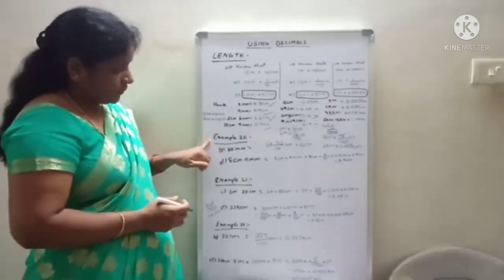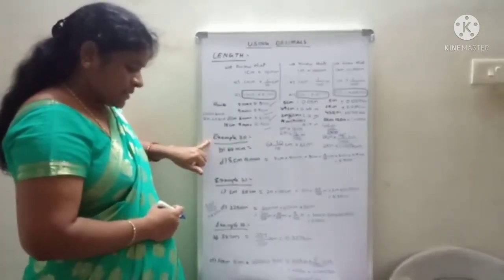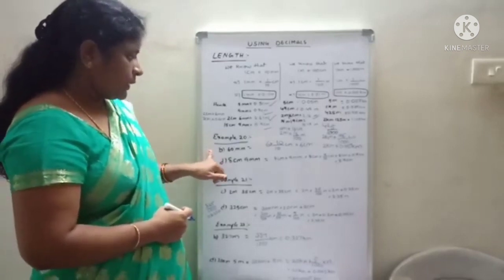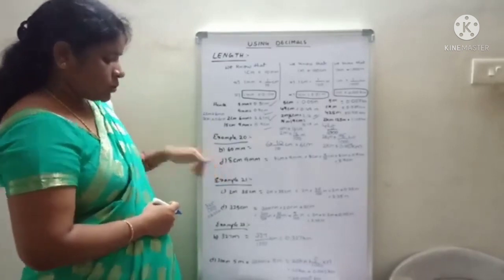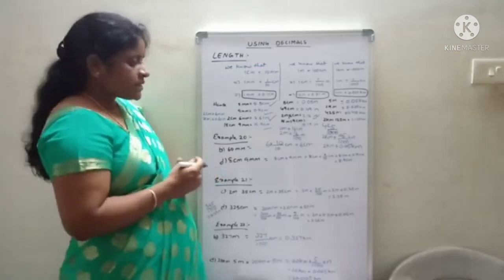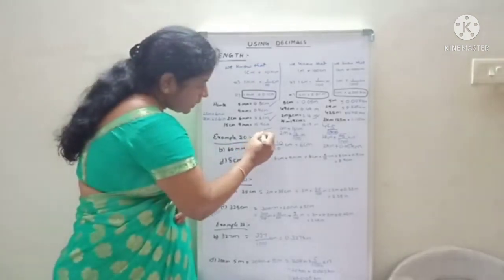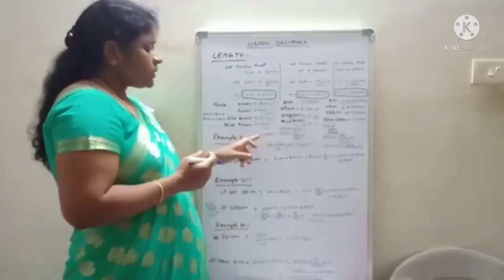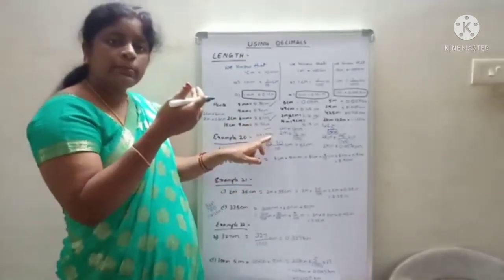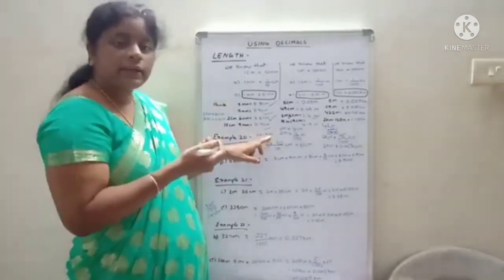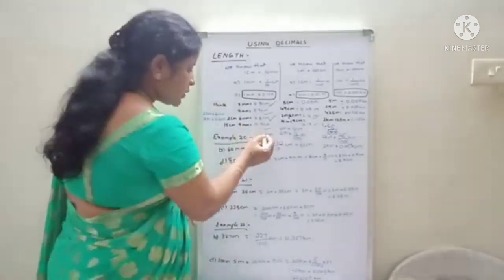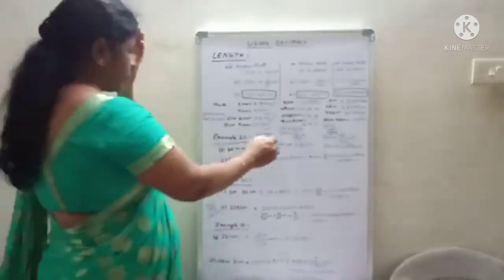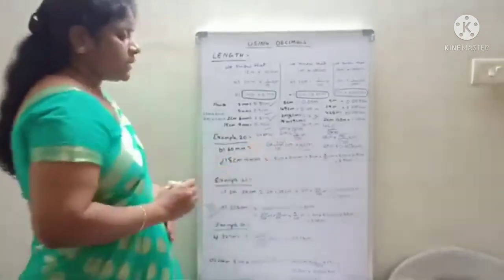You see here, example 20. Express as centimeters using decimals. 60 millimeters are given. So 60 millimeters can be written as 6 into 10 millimeters. Converting millimeters into centimeters, 1 millimeter is 1 by 10 centimeter. So 6 into 10 by 10 centimeters. 10 by 10 cancelled, so we get 6 centimeters.